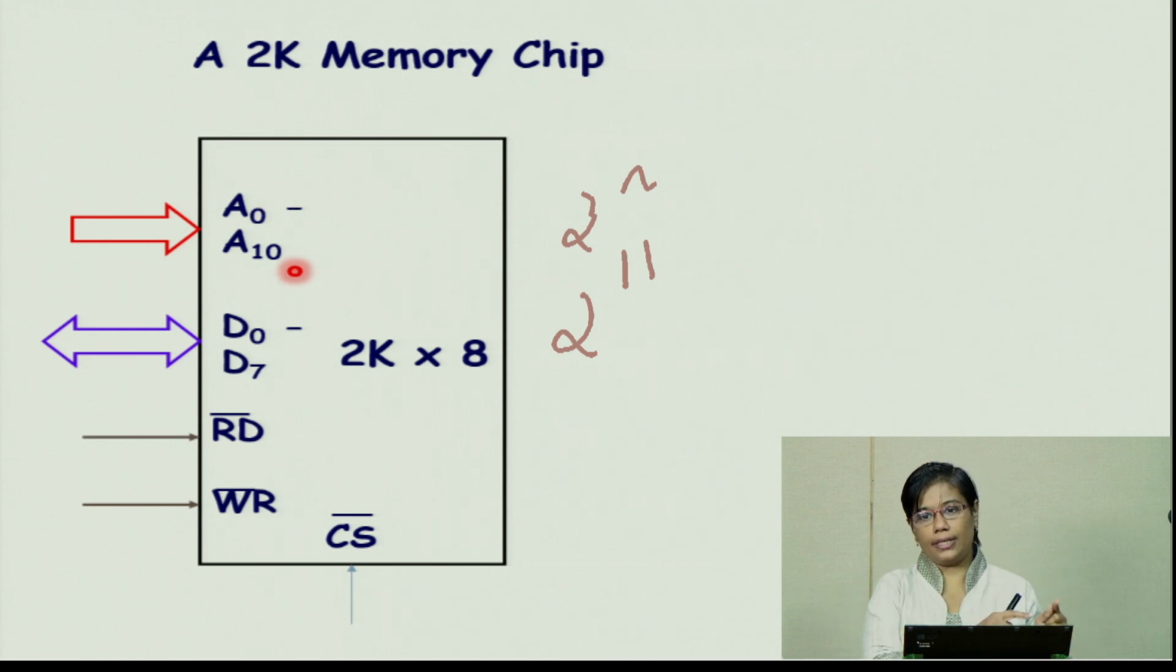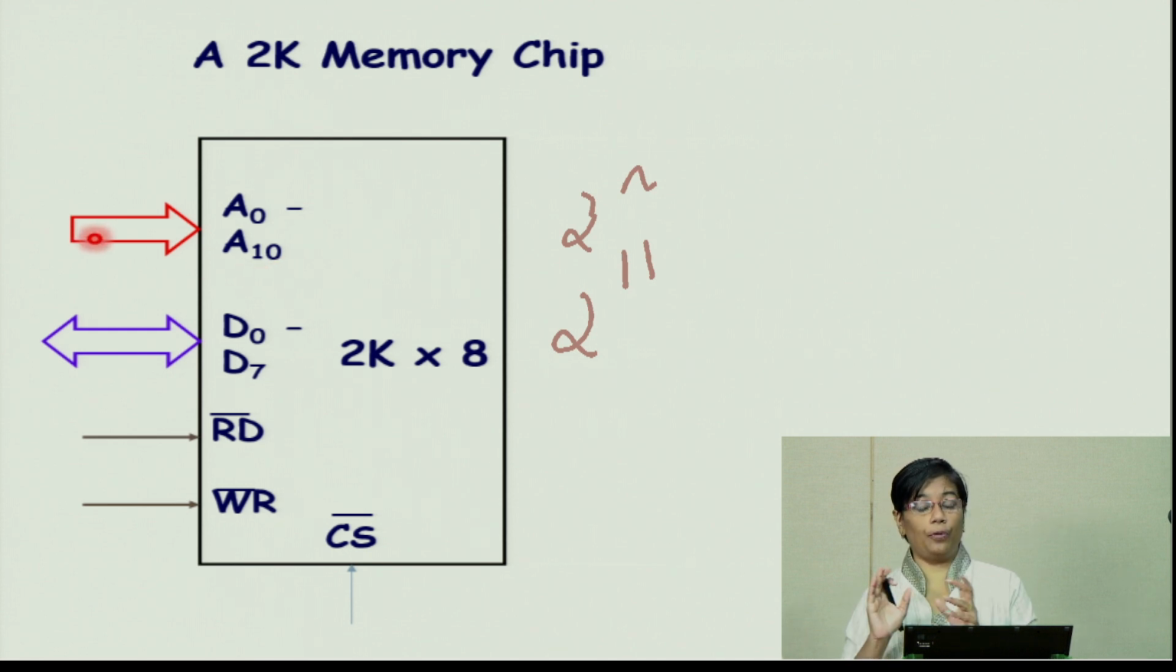It starts from A0 to A10, which are going to be 10 address lines. These address signals are going to be input to the memory. Remember, the address bus is output from the processor. It is input to the memory because it has to select one of the memory lines.